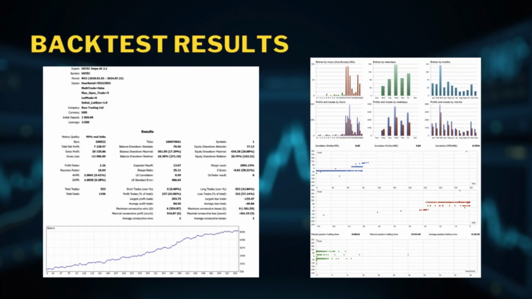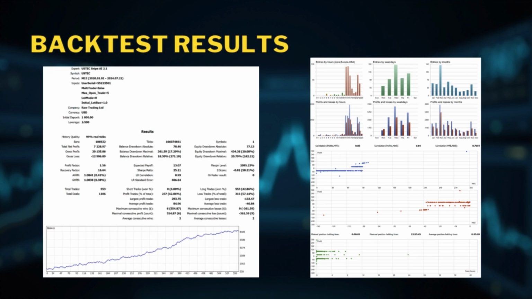Here are the backtest results for USTEC Snipe AI 2.1 on the 15-minute time frame from the 1st of January 2020 until the 21st of July 2024. You can see it's a nice long smooth looking equity chart that is consistently going up. We're using 99% real ticks. The data quality is the highest possible. 1.56 profit factor, which I think is pretty good considering we're not using any of the dangerous trading techniques.